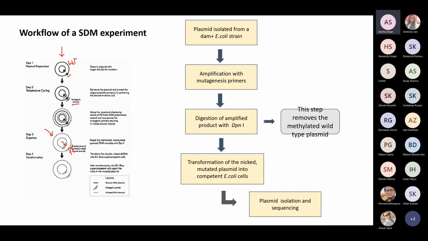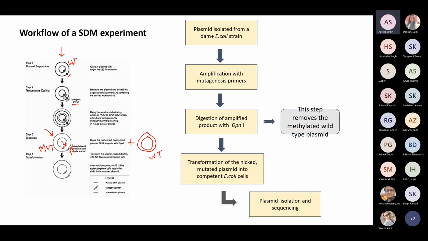These nicks can only be repaired by the host E. coli, I mean competent E. coli cells. So I'll come to that step later. After you do your PCR reaction, you'll get a nicked circular plasmid, along with this host plasmid, which has a covalently closed double-stranded and supercoiled form. This host plasmid does not have the mutation. This is wild type, and these mutations are introduced here, so this is mutated.